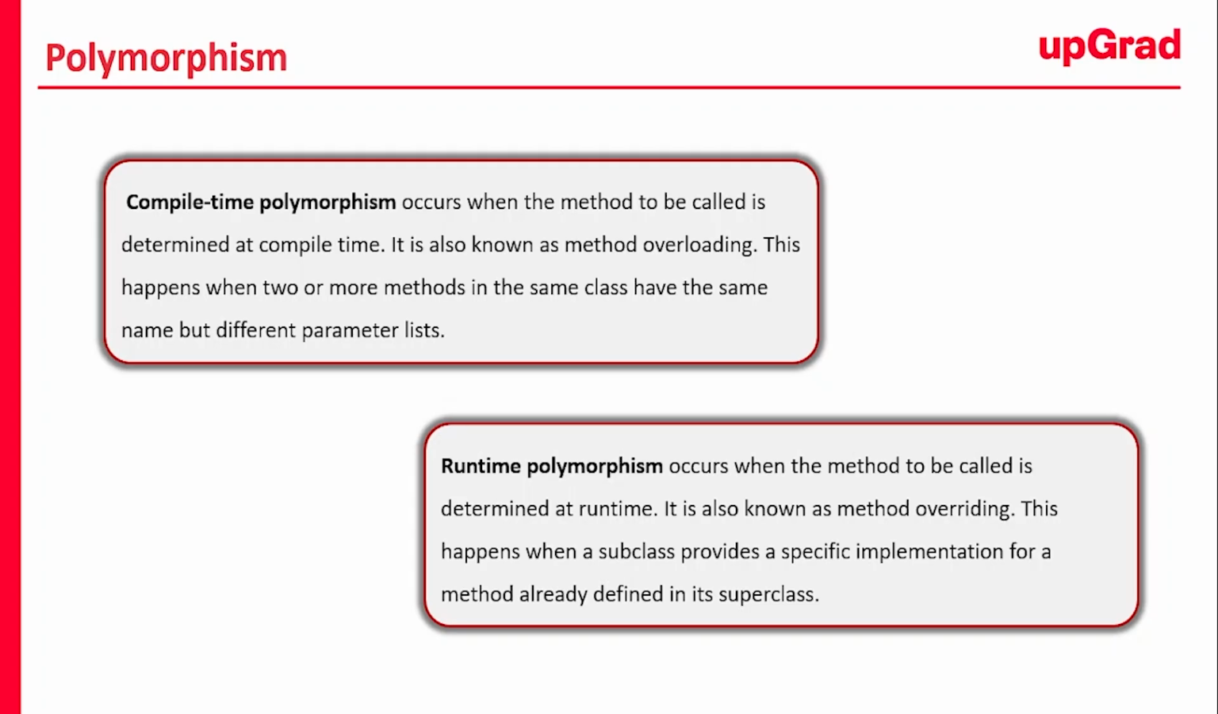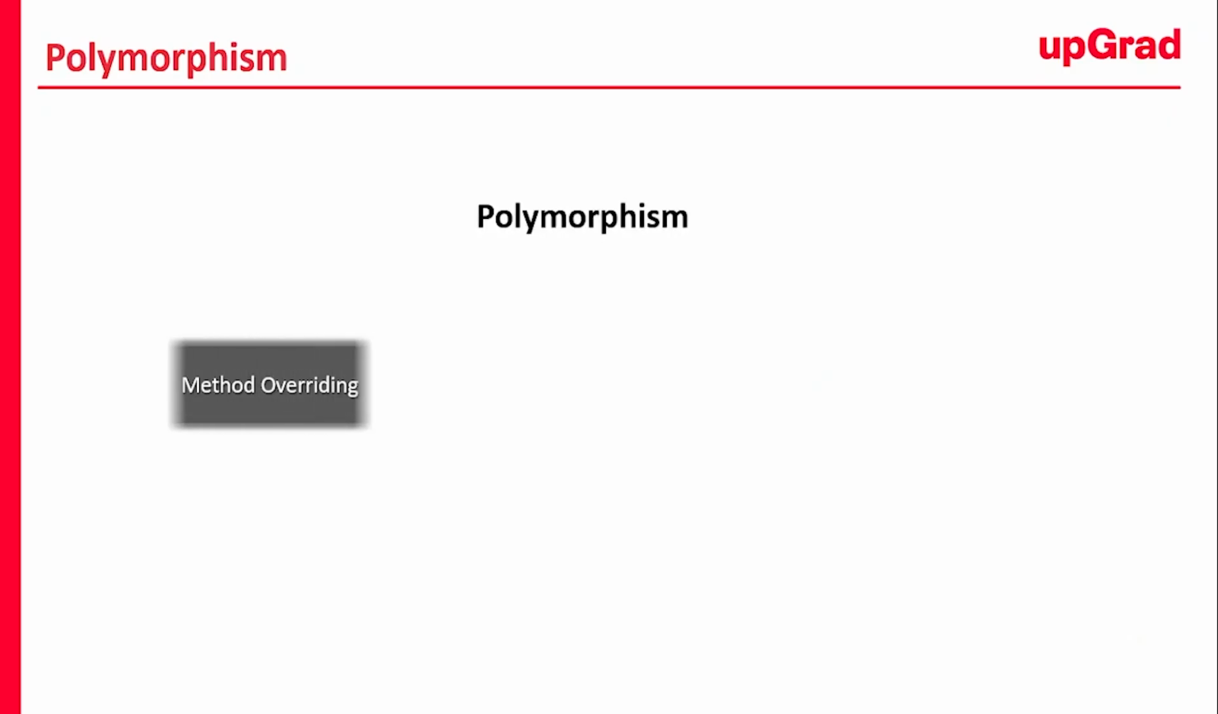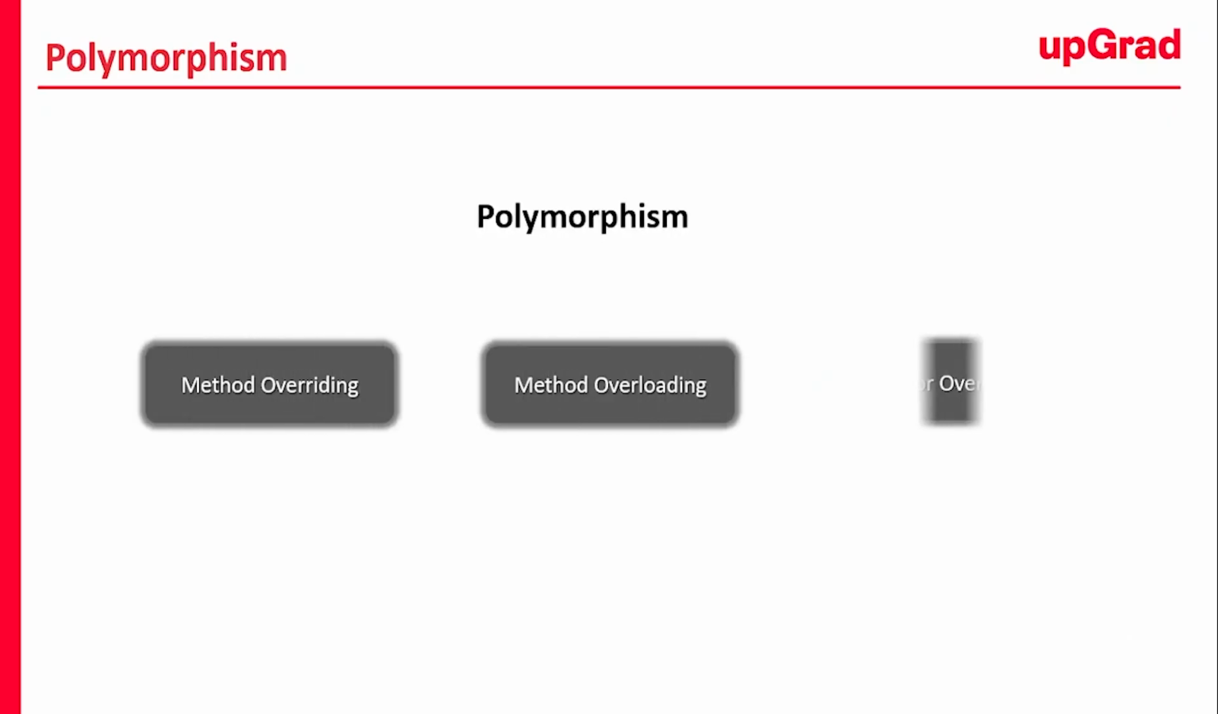Now, runtime polymorphism occurs when the method to be called is determined at runtime. It is also known as method overriding. This happens when a subclass provides a specific implementation for a method that is already defined in its superclass. So, runtime polymorphism depends on the parent-child relationship. A subclass overrides a method of its superclass, and the overridden method is invoked using a superclass reference pointing to a subclass object. Now, polymorphism can be achieved in three ways basically. First is method overriding, method overloading, and then operator overloading.